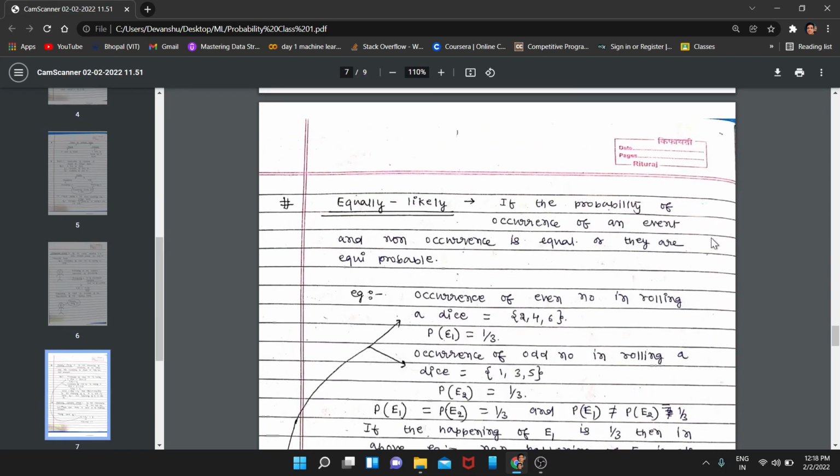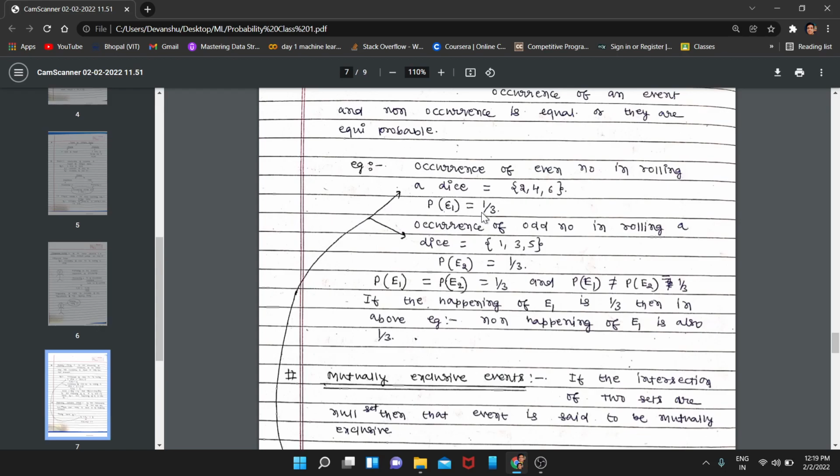If the probability of an occurrence of an event and non-occurrence of an event is equal, then they are said to be equally likely or equally probable, equiprobable. For example, occurrence of even number in rolling a dice. The probability of occurring of even number in rolling a dice is 1 by 3, while the probability of non-occurrence is also 1 by 3.